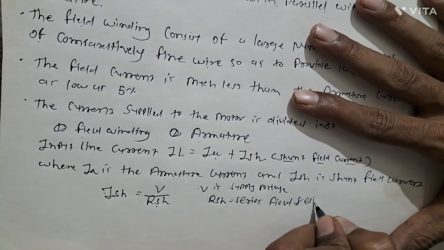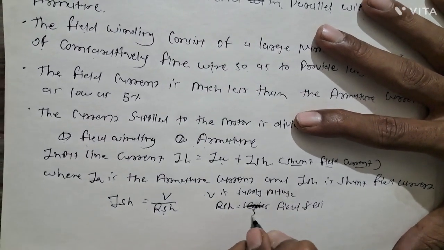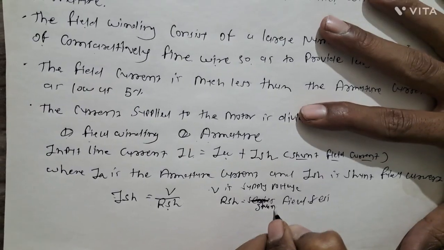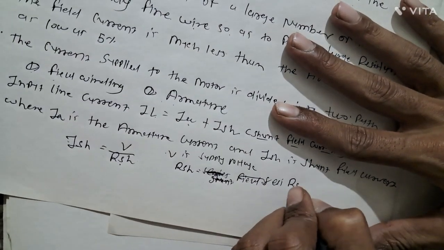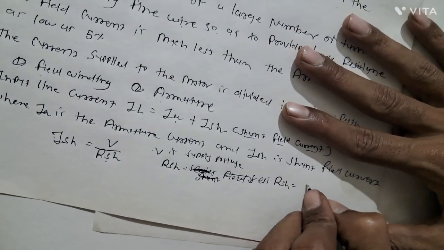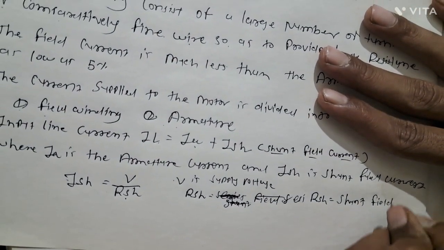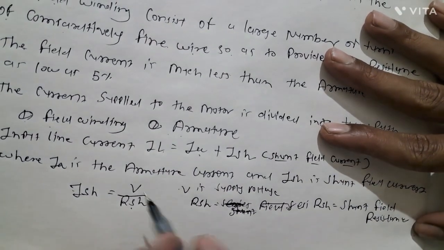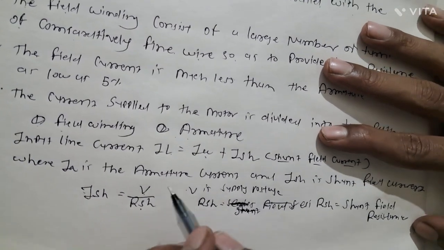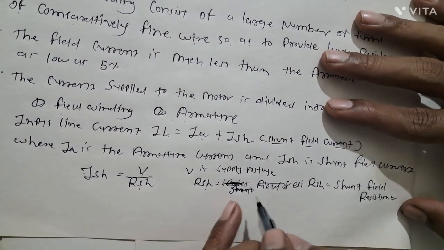Shunt field resistance. RSH means shunt field resistance. V means supply voltage and RSH means shunt field resistance.